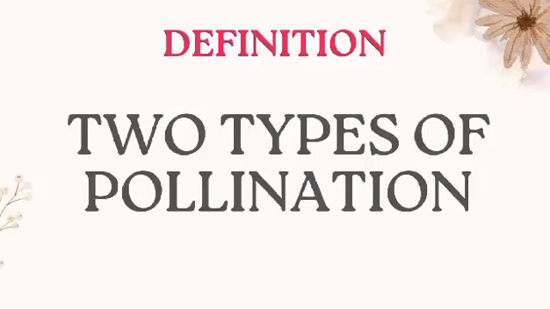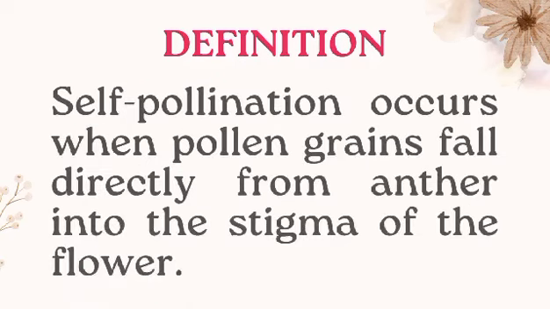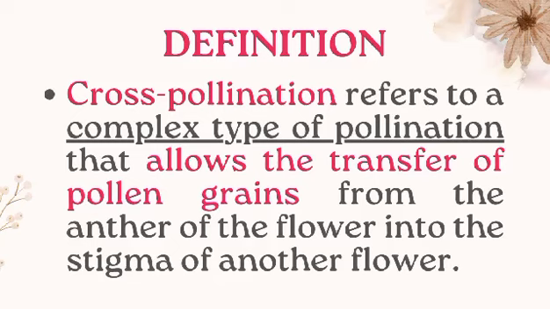There are two types of pollination. First is self-pollination. Self-pollination is referred to as the primary type of pollination as it involves a single flower. It occurs when pollen grains fall directly from the anther onto the stigma of the flower. The second one is cross-pollination. Cross-pollination refers to a complex type of pollination that allows the transfer of pollen grains from the anther of one flower to the stigma of another flower.